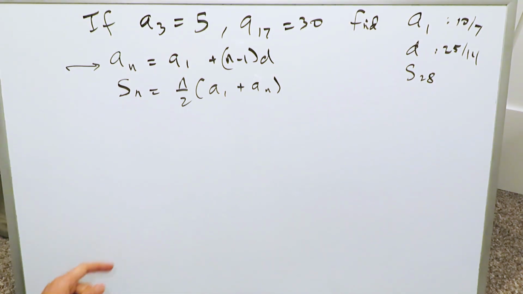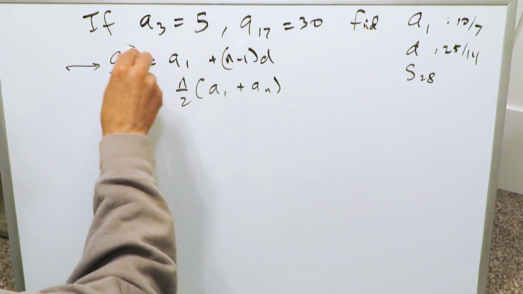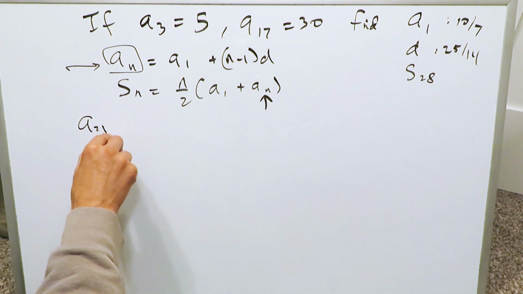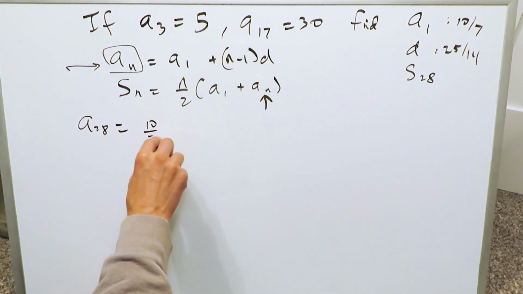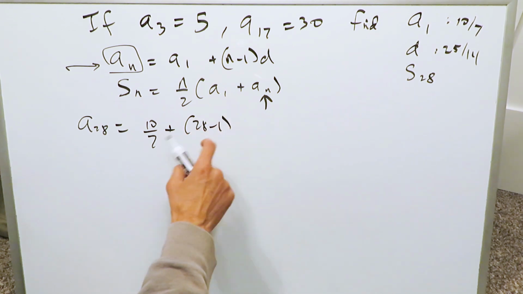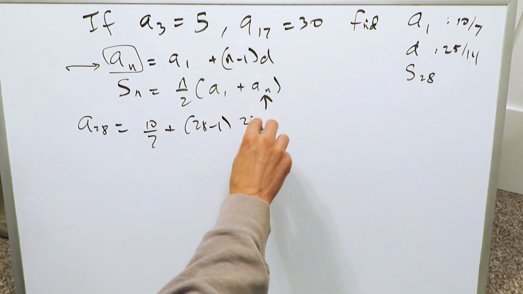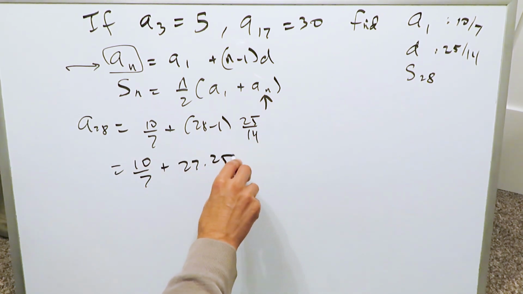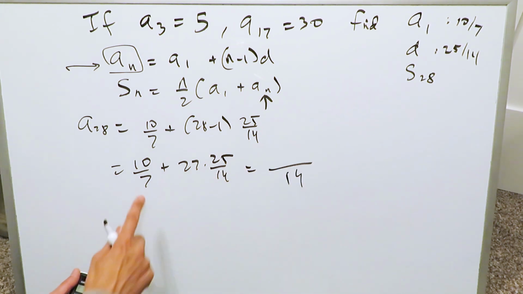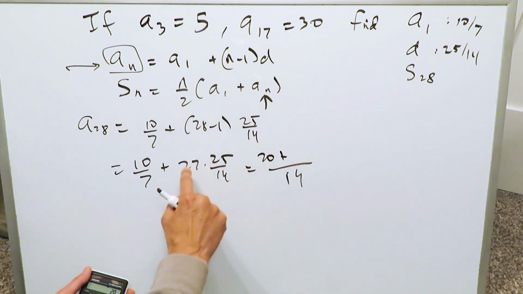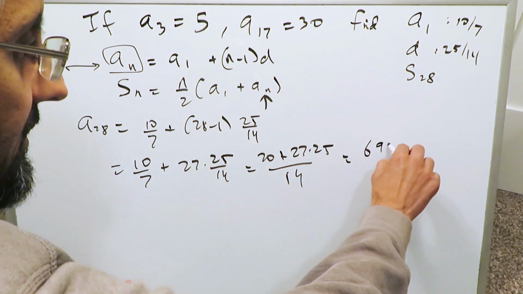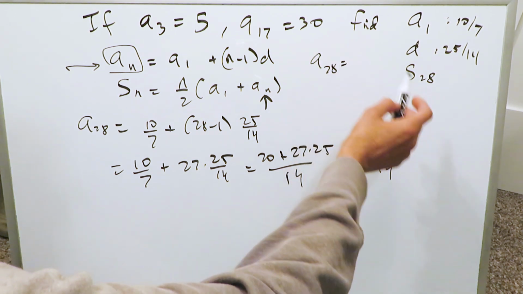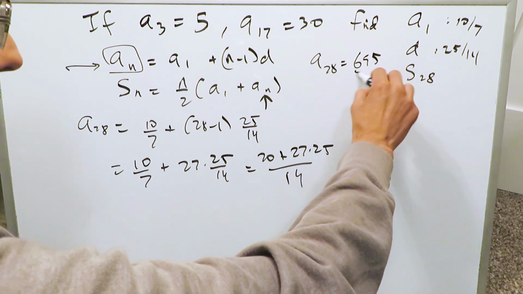Now that I have the a1 term and the d term, I need to find the nth term, because the nth term is going to come right here in the sum formula. And let's find the nth term. The 28th term is equal to a1, which is your 10 over 7, plus I have 28 minus 1, the n minus 1 times the common difference, 25 over 14. Solve this out. 10 over 7 plus 27 times 25 over 14. You can do this. Denominator of 14, 7 goes in 14 two times. You'll have a 20 plus 27 times 25. Solve this out. You have a 695 over 14. We don't need to simplify this any further. We'll just keep it as is. The 28th term is 695 over 14.